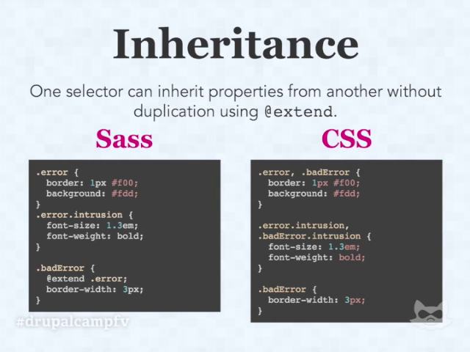Note this middle block. It actually picks up that middle error intrusion declaration as well. So now I get bad error intrusion, and it extends what error is doing. And then it gets that one change, which is its border width. So when it's a really bad error on your page, you get extra border.